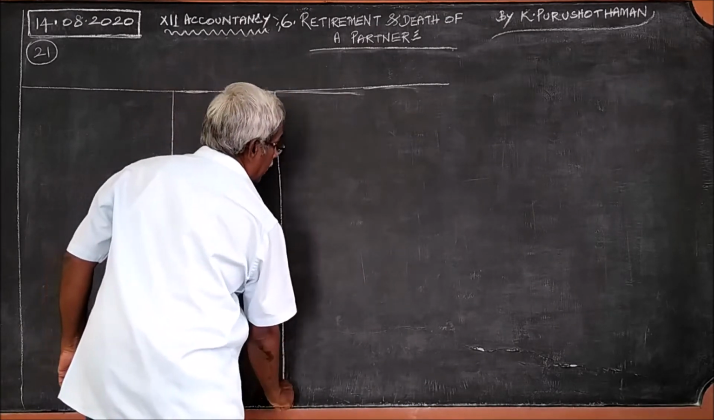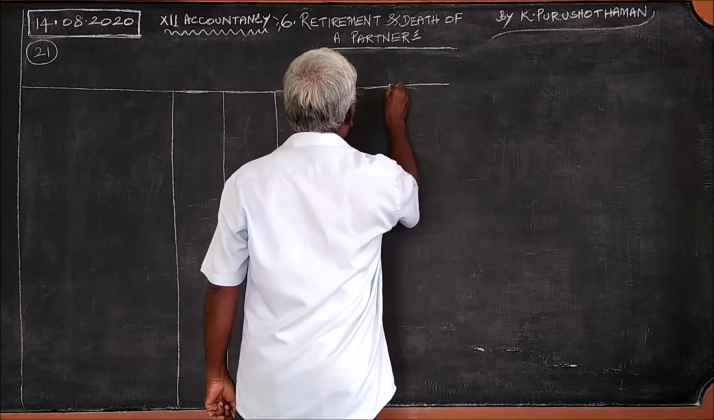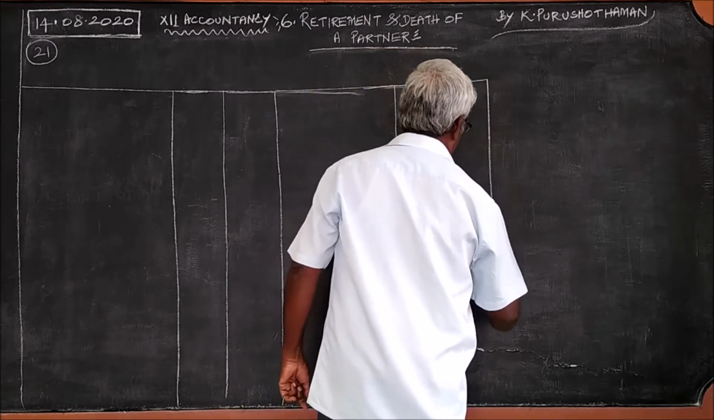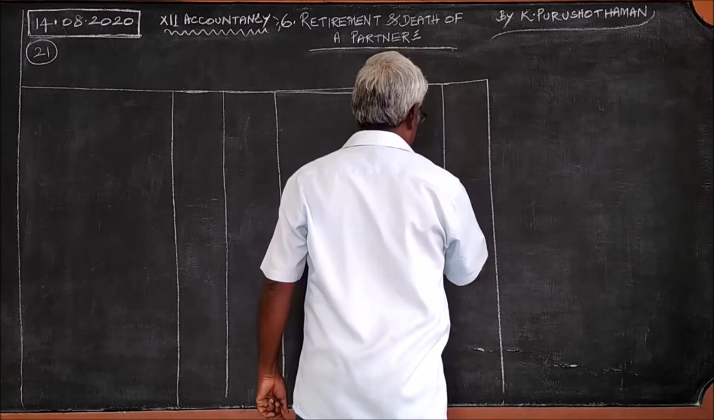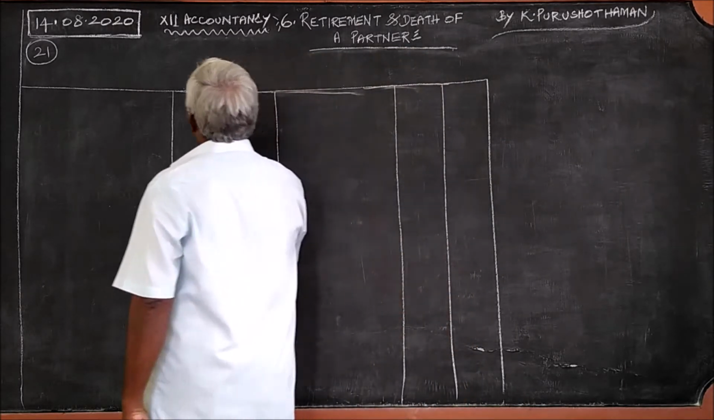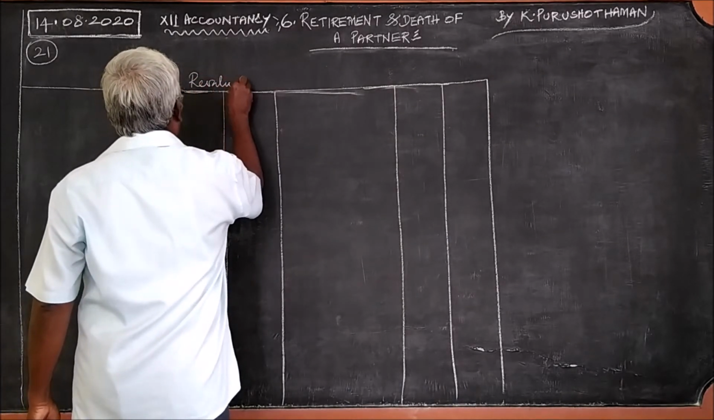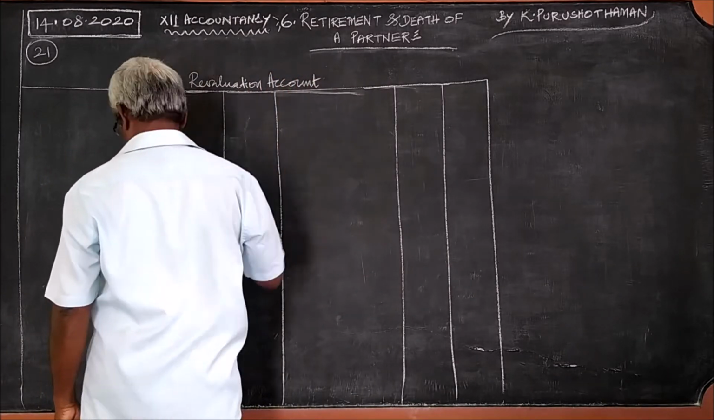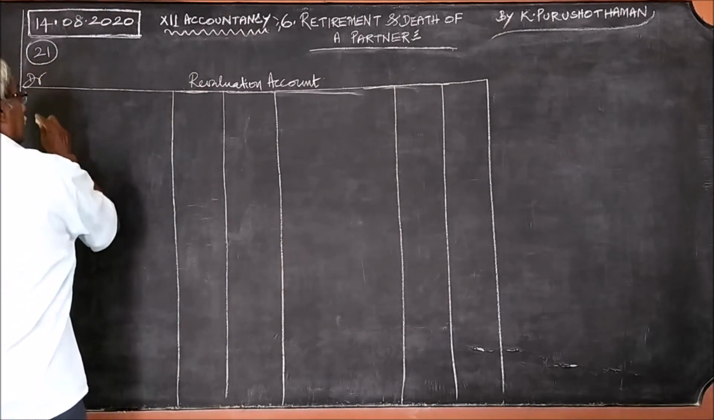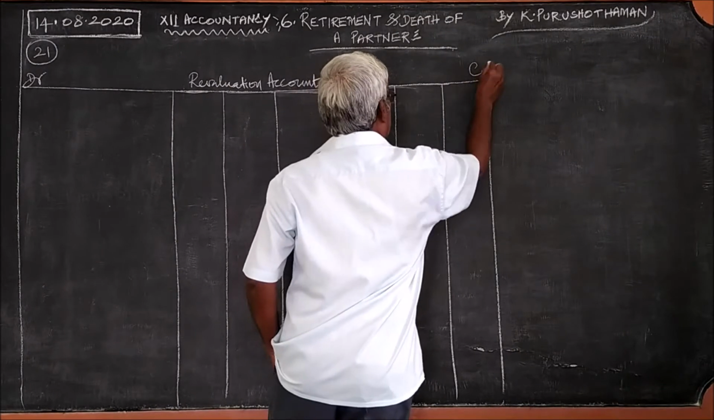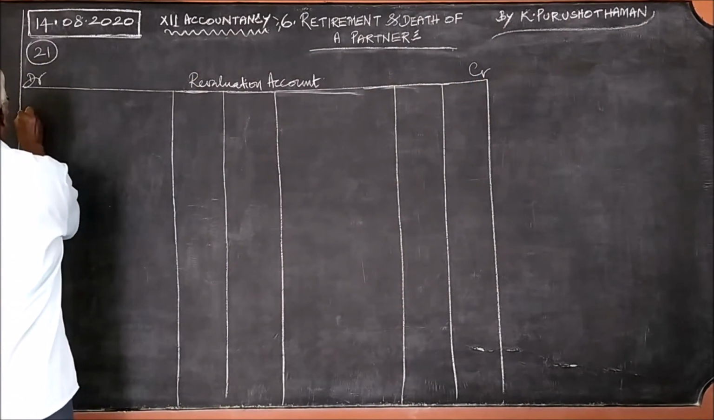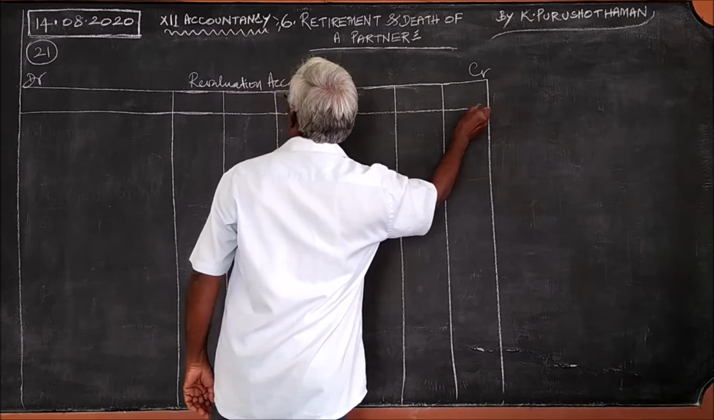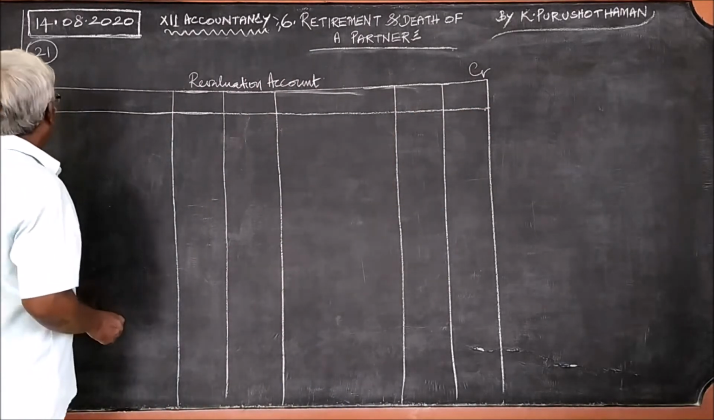I used to say, the revaluation account is a ledger account. Since it is a ledger account, since it is an account, we have written debtor and creditor.